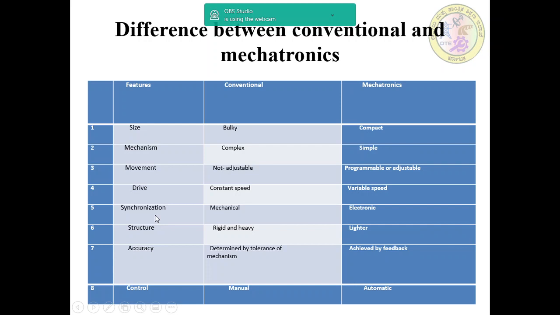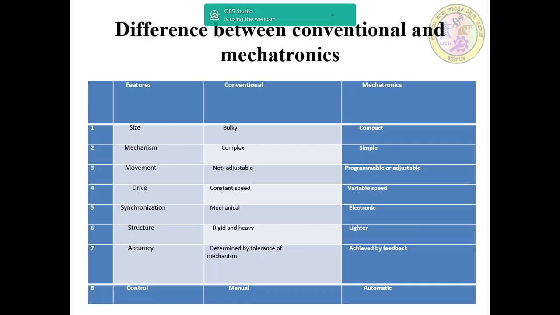And then next we'll go for synchronization. In conventional, it may be mechanical, and by using the mechatronic system, it may be electronic. Next structure. Without using the mechatronic system, it leads to rigid as well as heavy. By using the mechatronic system, it may be lighter. And then we'll go for accuracy. In the mechatronic system, accuracy is achieved by feedback, and in the conventional system, it is determined by the tolerance of the mechanism.